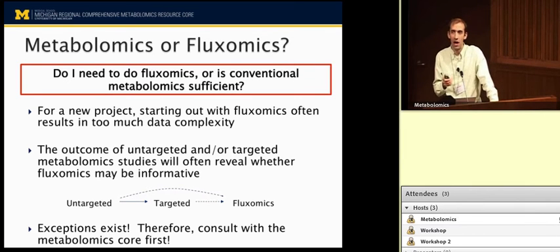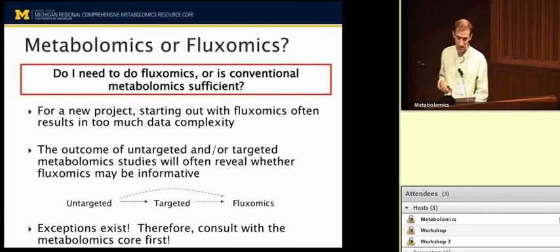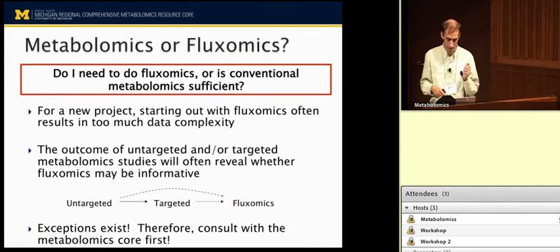And as I said, although you can't tell flux by looking at levels, it would be seldom that there's an alteration in flux with absolutely no alterations in metabolite levels. So the raw data in metabolomics will clue you in that you need to do flux. Okay, so the outcome of your untargeted or your targeted metabolomics experiment will reveal whether fluxomics will be informative or whether you have enough as is. And sometimes untargeted metabolomics will lead you directly to fluxomics. Sometimes targeted will lead you. Sometimes it may be a three-step process to get there. But again, consult with the core lab. That is the key to doing this.